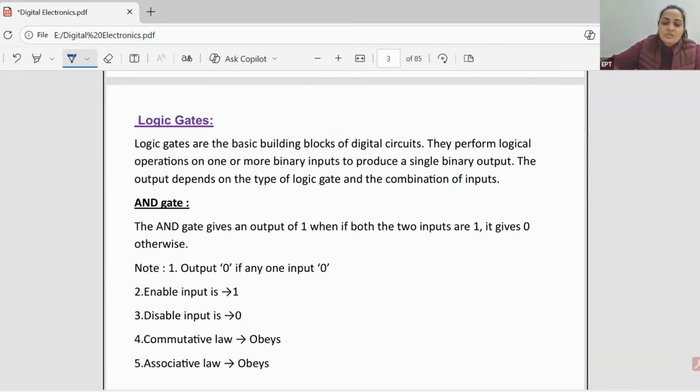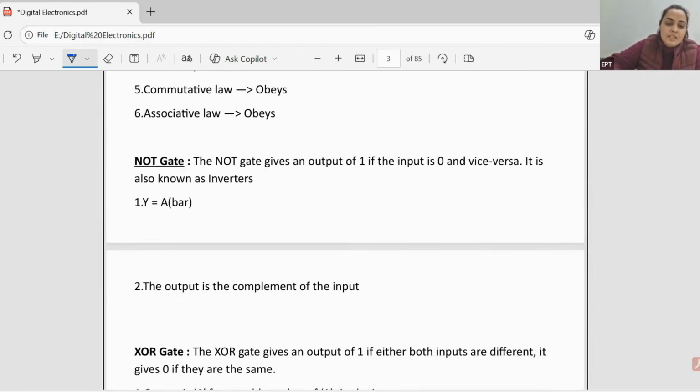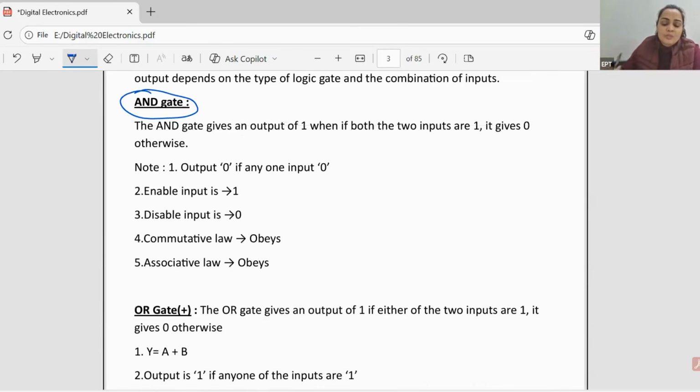Next one. So these are the few logic gates. I know you all are aware of these gates: AND gate, OR gate, NOT gate. So students, I will provide this PDF to you.